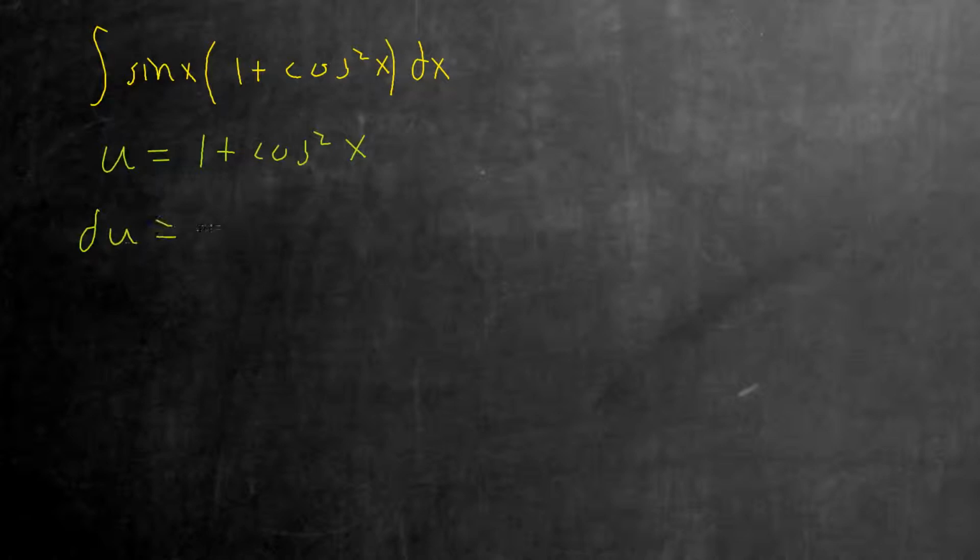If I derive that, I get 0 plus... We've got to remember the power rule part of the 2. So that'll come down times the cosine of x to the first power. But then the chain rule part of it is going to throw in the derivative of cosine, which is going to give me another negative sine x.